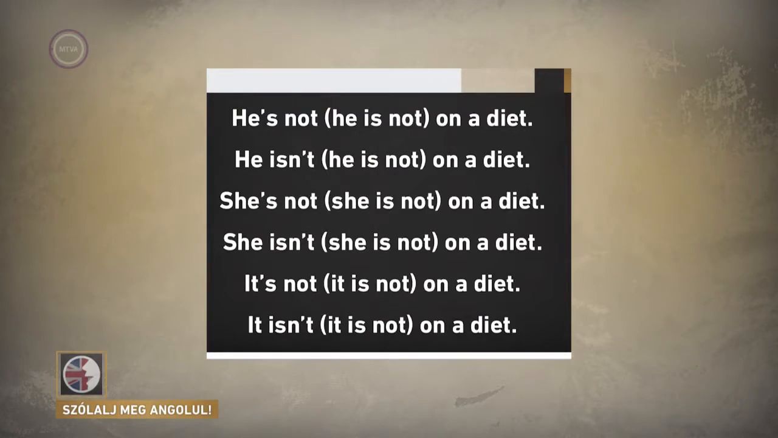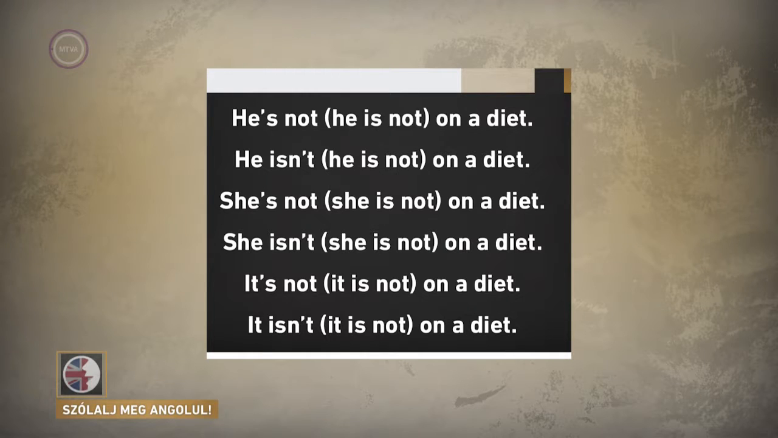You know what you have to do. Make them negative. And all you have to do is put the word not after the correct form of the verb to be. He is not on a diet. She is not on a diet.